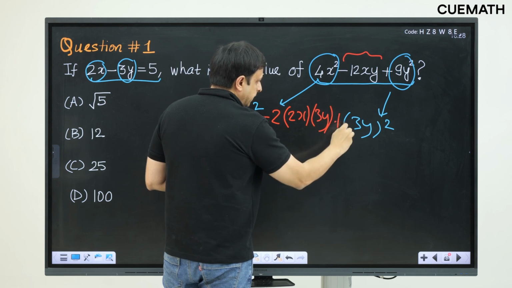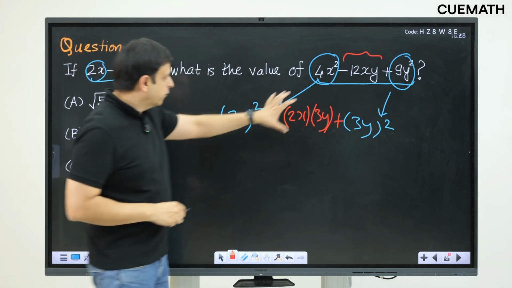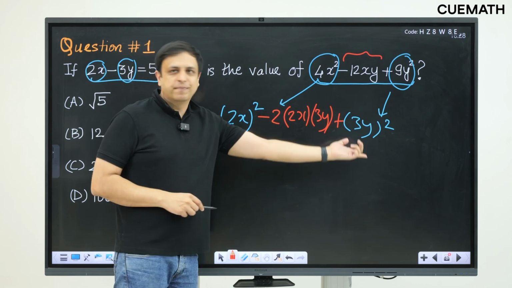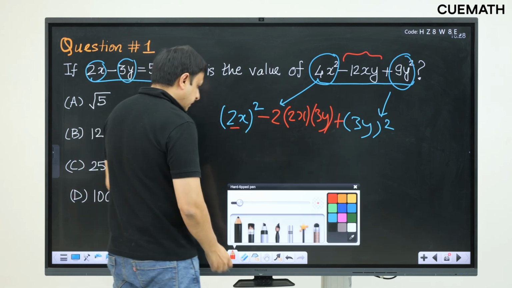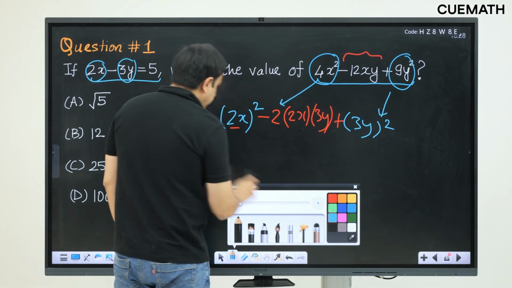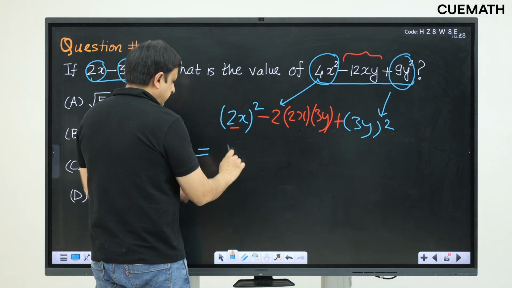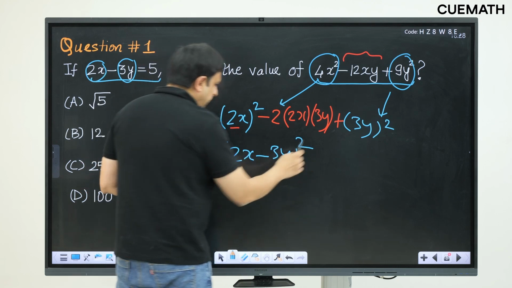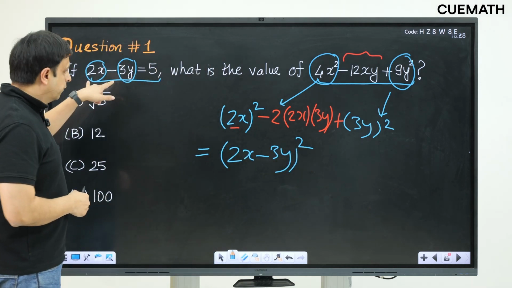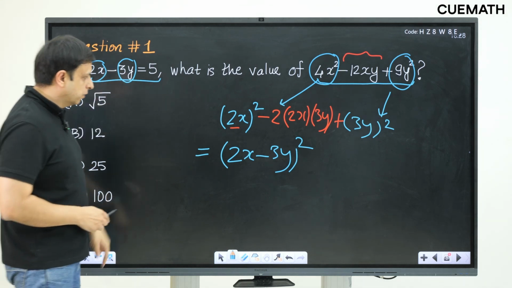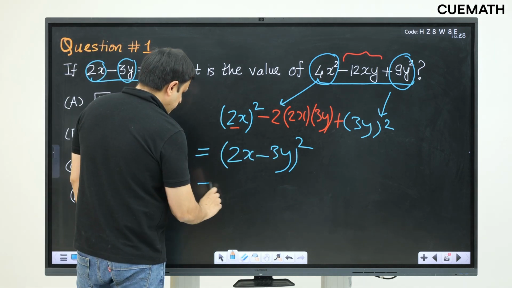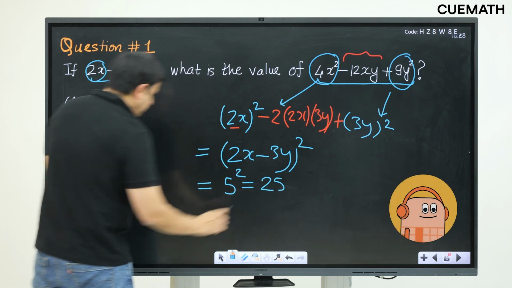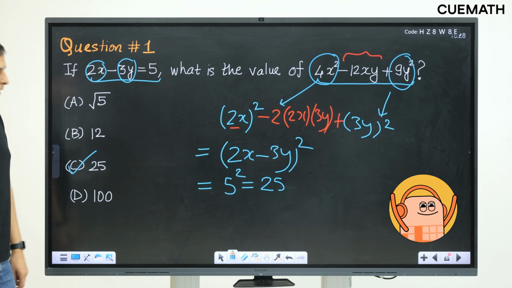So you have this, and now you can see that we have expressed this expression in the form a square minus 2ab plus b square, and that is simply the expanded form of (a minus b) whole square. So this is nothing but (2x minus 3y) whole square, and now our job is done because we already know the value of 2x minus 3y, that is equal to 5. So (2x minus 3y) whole square will be equal to 5 square, which is equal to 25. So 25 is our answer in this case.